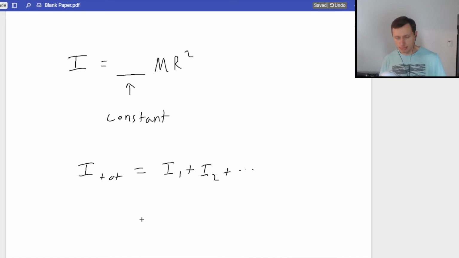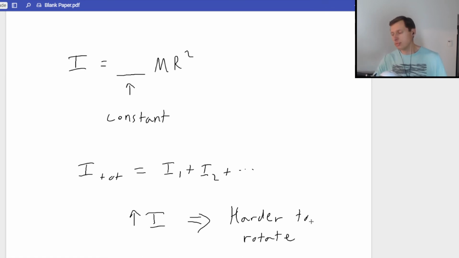And one more thing, just in general, if you have a higher moment of inertia, a higher I value, it means that it's harder to rotate. Moment of inertia is all about how hard is it to rotate the thing.